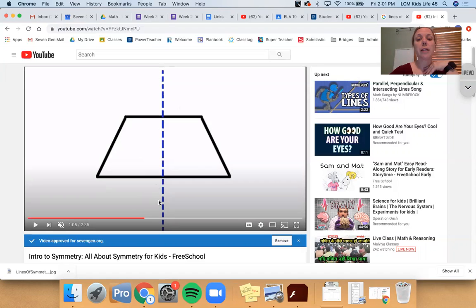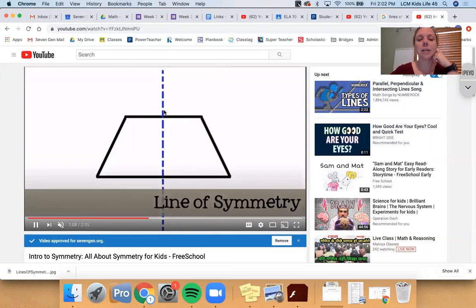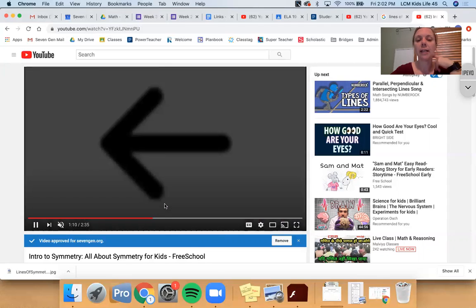So for this shape right here, it could be folded this way because it would fold over on itself, but you would not be able to fold it up this way because if you folded it up that way, the bottom parts are longer and they would stick out, right? So if you picture it like folding paper, you wouldn't be able to fold it up. So this particular object would have one line of symmetry.